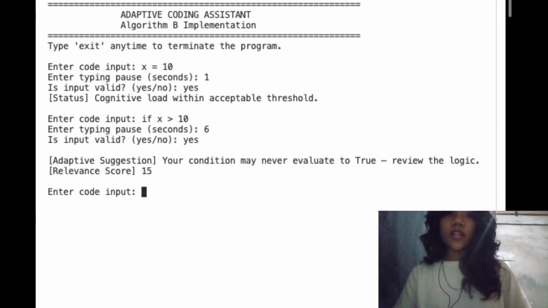Notice the relevance score of 15. It scored 10 for the if keyword and 5 points for the long pause, correctly identifying that I might be struggling with logic. The algorithm also adapts its knowledge base. Let's see what will happen when I use a complex concept like recursion.